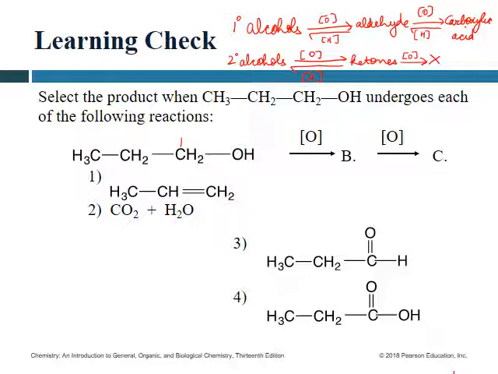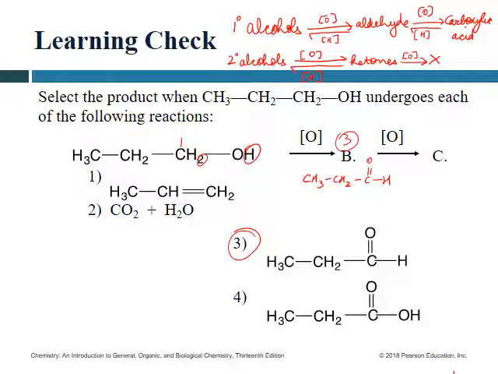So the first molecule would be CH3, CH2, CH2, double bond H. So essentially this would be our molecule. This hydrogen and this hydrogen will be lost, so it will become C double bond H, CHO. So where do we see this? This is option number 3 right here. So B is 3.